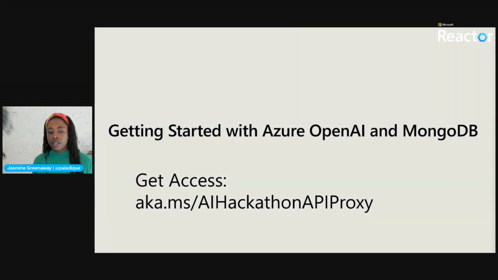Okay, so here we are in the section where we're going to get started with Azure OpenAI and MongoDB. Keep in mind, if you do not have access, you can have access if you are going to be a participant in the hackathon. If you go to aka.ms/AI hackathon API proxy, that'll also be shared in the chat with you. You can go ahead and give that a try and open it up. You will need to authenticate with your GitHub account to get started.